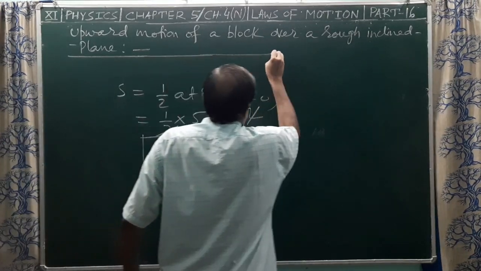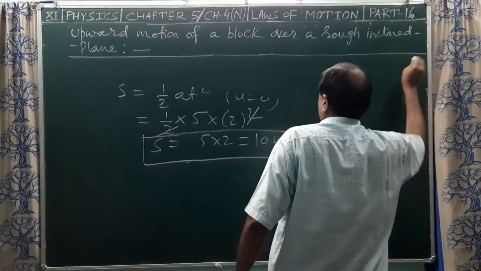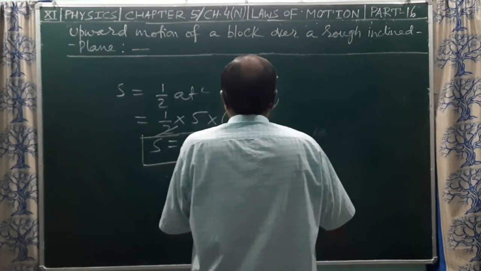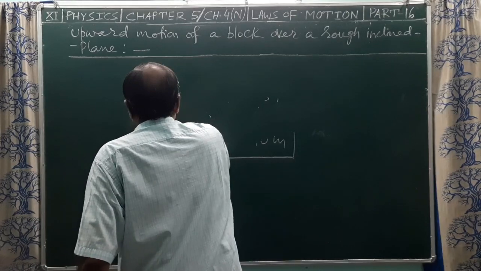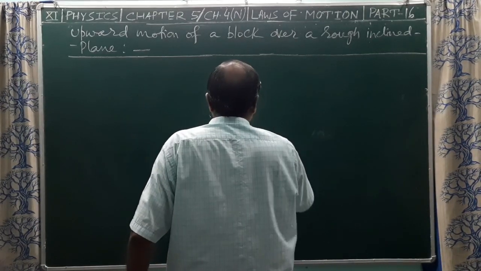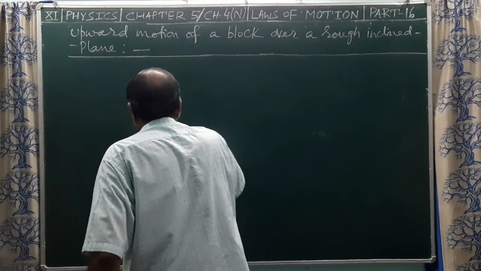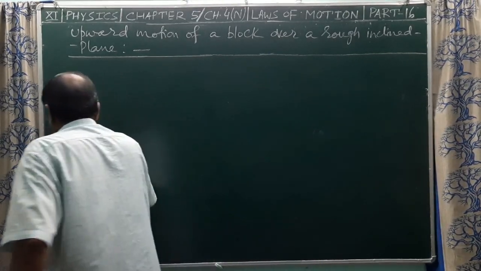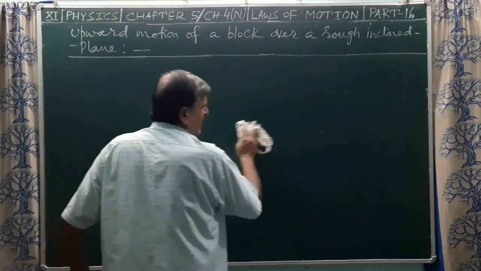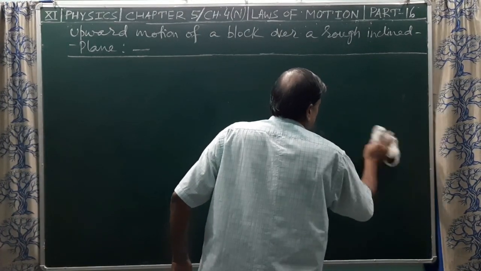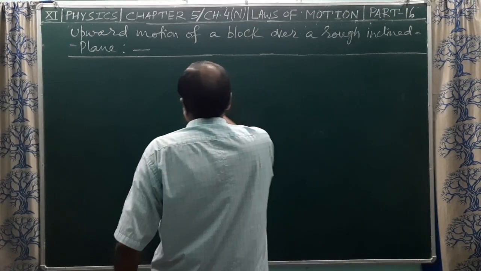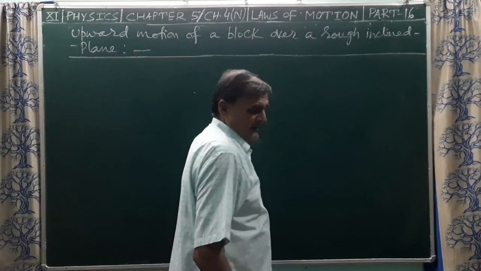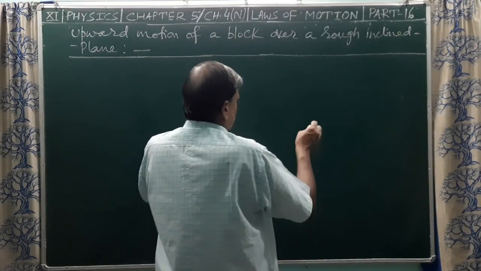Suppose a block of mass m is pushed upward over the incline, along the incline with an external force P. One component of the weight of the block, mg sin theta, will act downward tangentially along the inclined plane, and the frictional force in this case will also act downward along the incline, because the body is moving up with the help of an external force P.